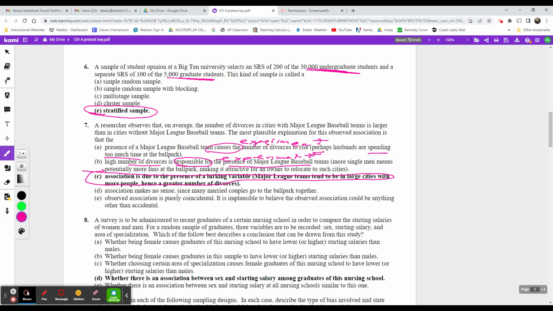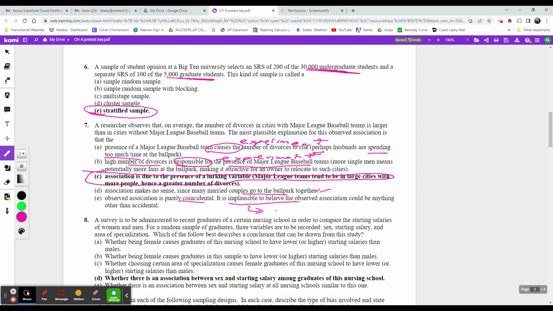Association makes no sense since many married couples go to the ballpark together. That's a possibility, but we don't know that by the information that we're given. Observed association is purely coincidental. It is implausible to believe that the observed association could be other than accidental. Again, we don't know if it's purely coincidental.